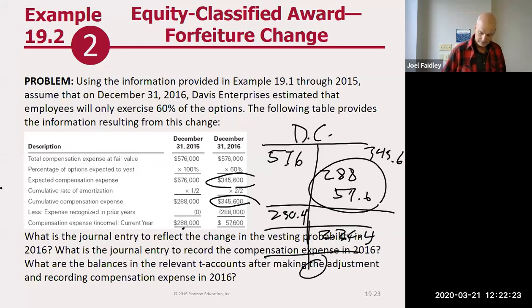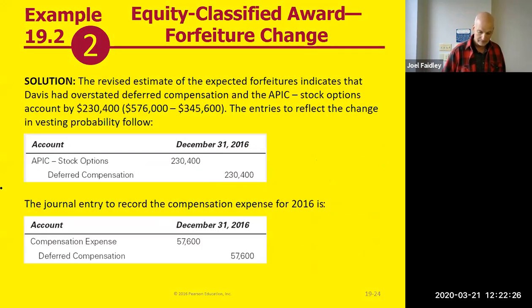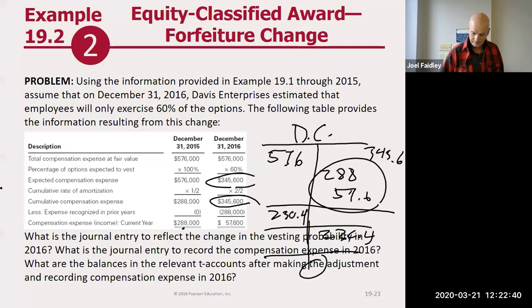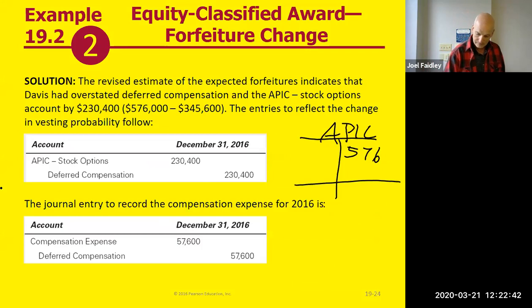I don't have room to show that here. Now you got your APIC sitting over there, right? It's just sitting there with 576,000. Well, if this number is supposed to be 345.6, how do you true this up? I haven't said that lately. You got to make an entry here for 230.4, don't you? Get from here down to here.